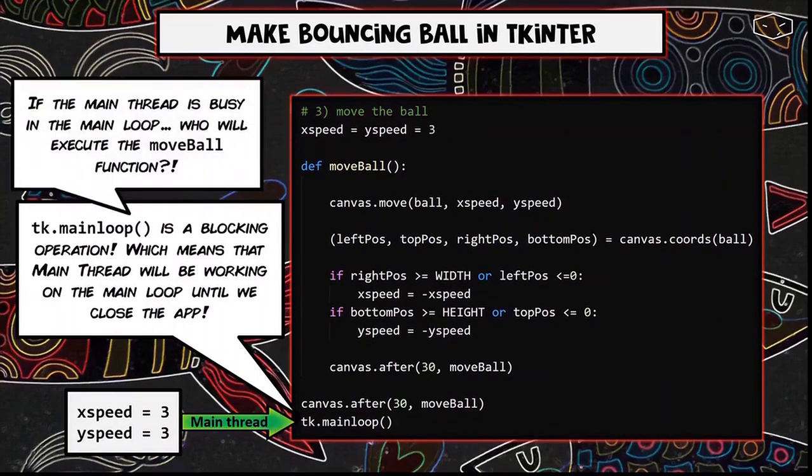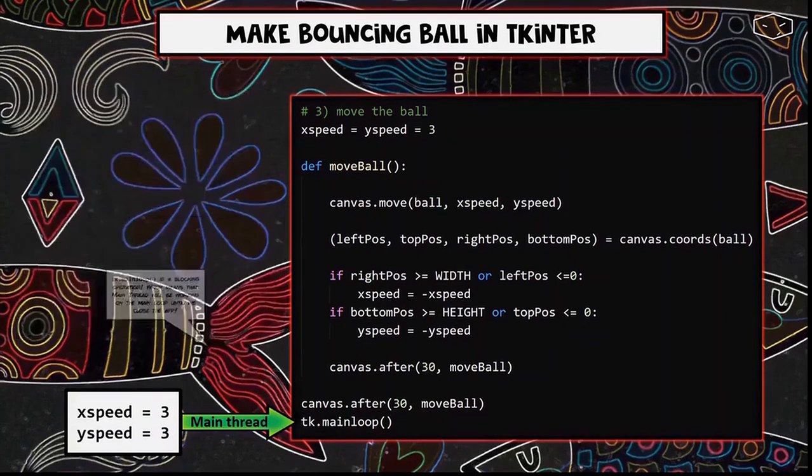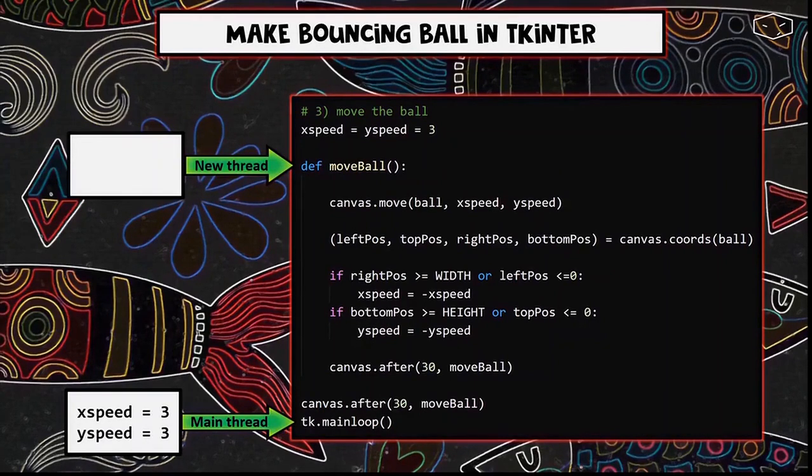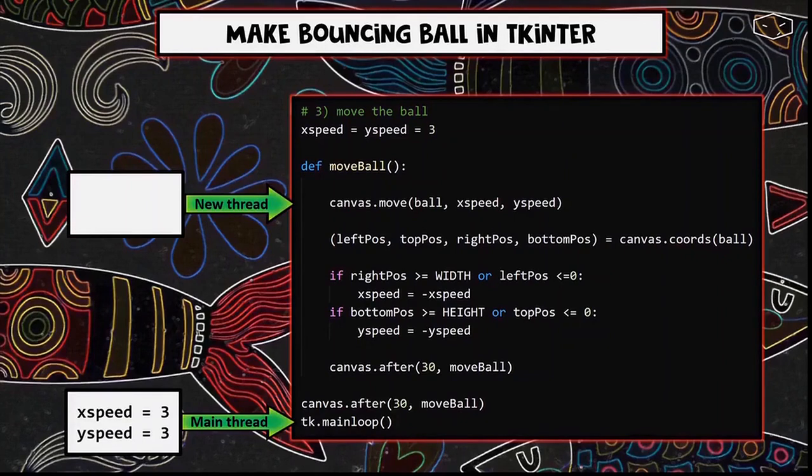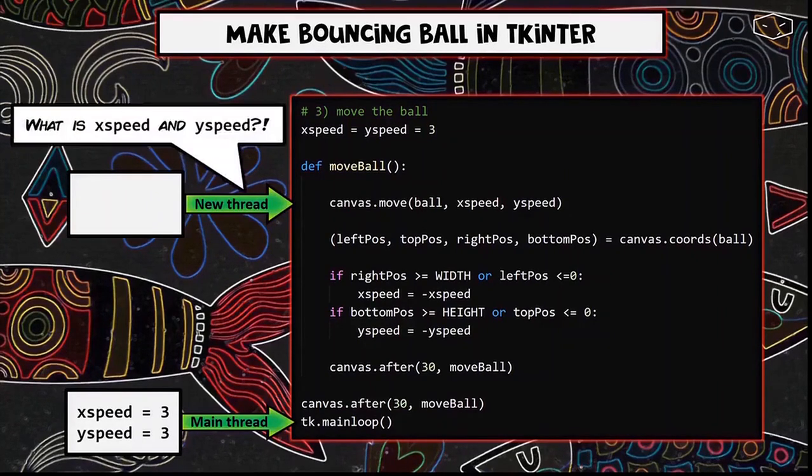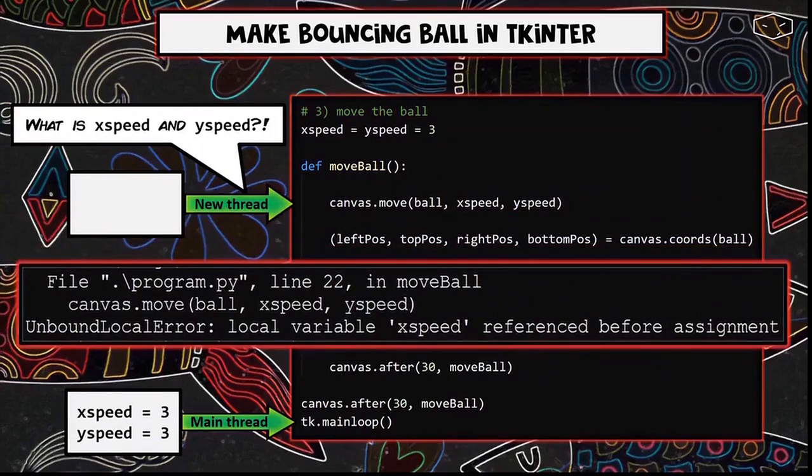So if the main thread is busy, who will execute the moveBall function? And the solution is a new thread is created. This new thread starts loading the moveBall function and then it goes to the next instruction, but it doesn't know what x speed and y speed are because it started after this line of code. So this is why we get this error: local variable x speed referenced before assignment.